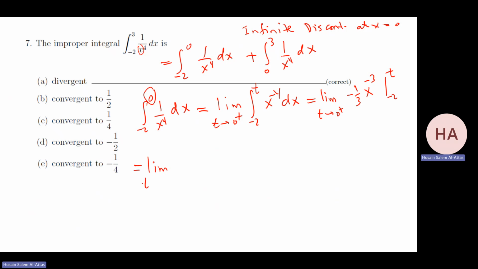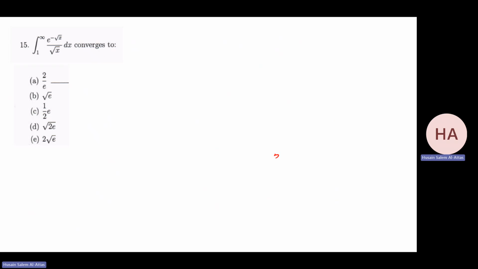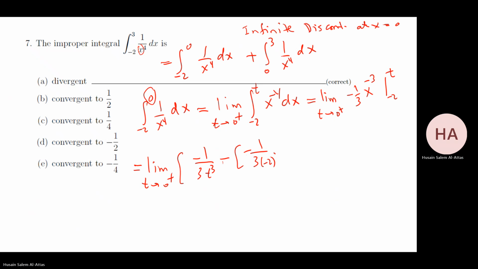That will be what? Limit as t goes to 0 from right, minus 1 over 3, x to the power minus 3, from minus 2 to t. Substitute, you have limit t goes to 0 from right. This is minus 1 over 3 t cubed, minus 1 over 3 times minus 2 cubed.